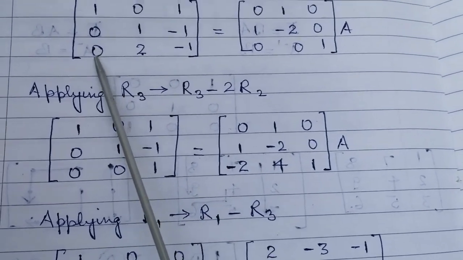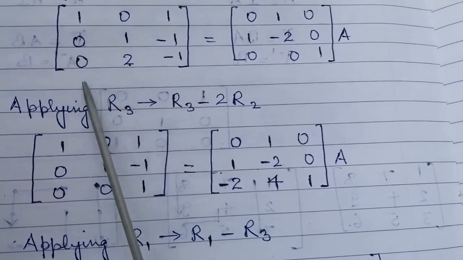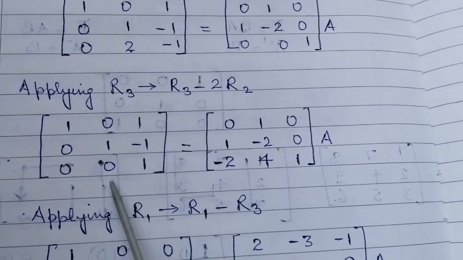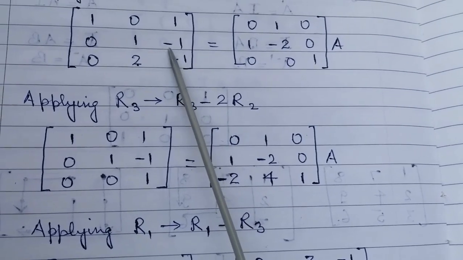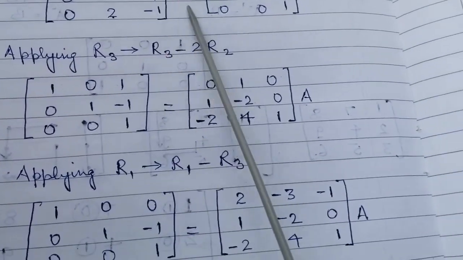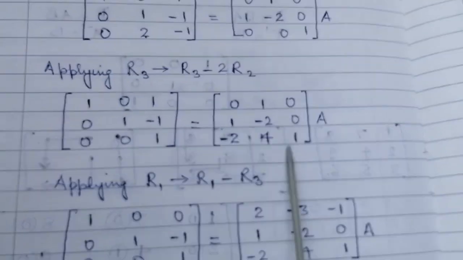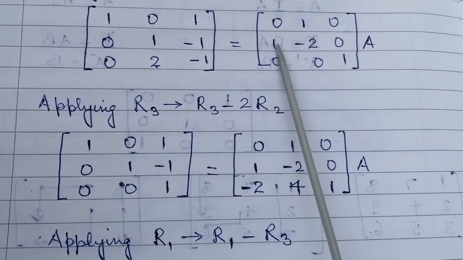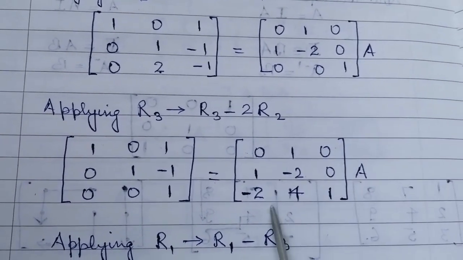So here 0 minus 2 into 0 will be 0 only. So 0 minus 0 is 0, right? Then 2 minus 2 will be 0, and minus 1 minus minus 2 will be 1, right? So minus 1 plus 2 should be 1. So here we are getting this, and same we are applying on this side also. So if you see, 0 minus 2 into 1 will be minus 2, and 0 minus minus 2 will be 2, and 1 minus 0 will be 1.